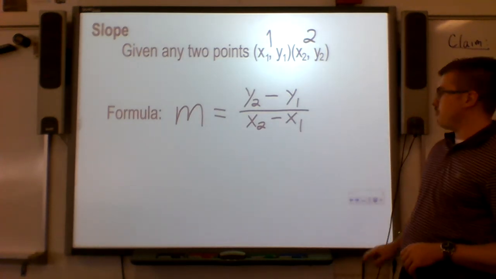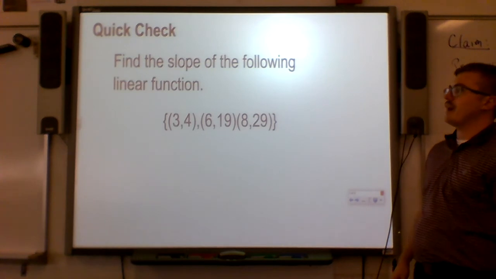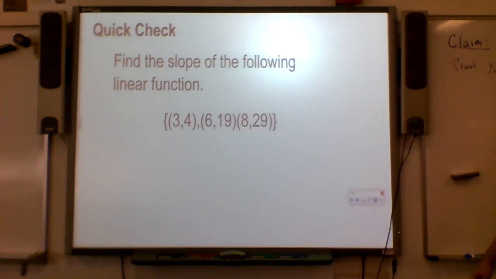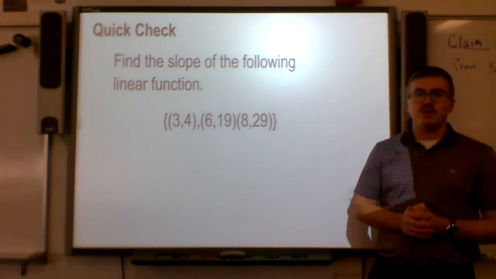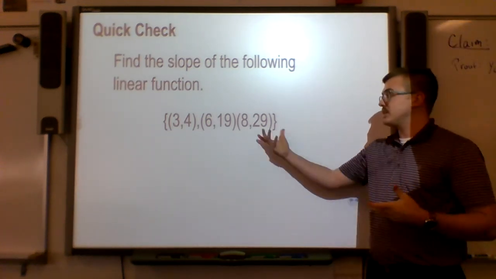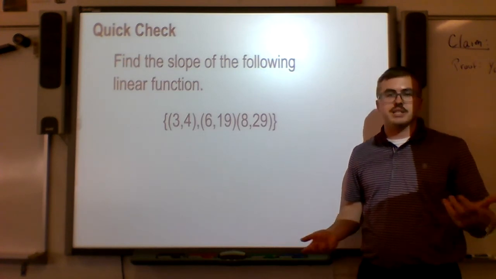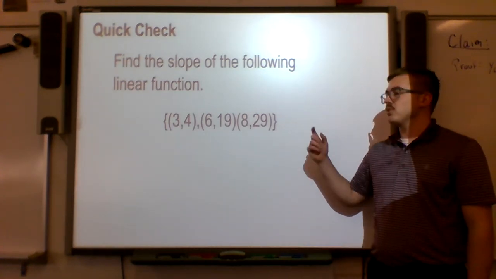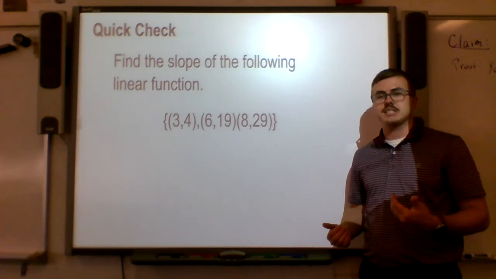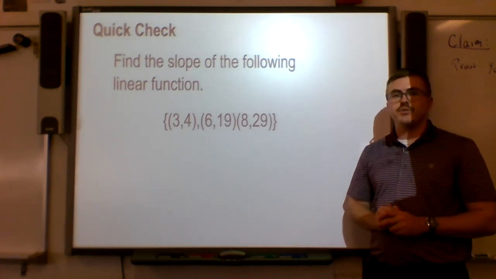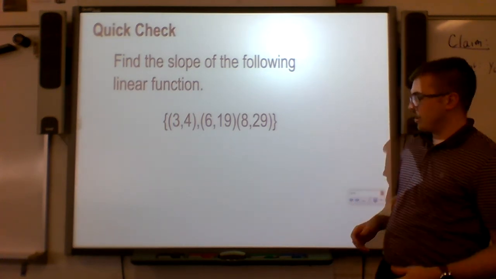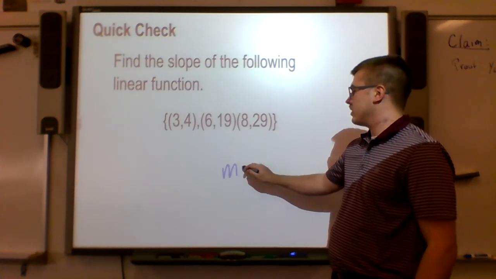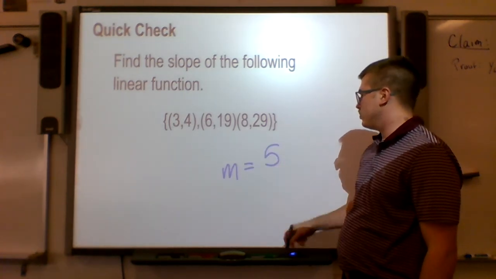So here's a problem for you to practice on. You're given 3 points in this one. For slope, you only need to use 2 of them. So you get to choose which 2 points do you want to use. It's up to you. Go ahead and plug it into our formula, find the slope. Once you think you've got it, go ahead and type your answer in. All right, hopefully you got that our slope is equal to 5.